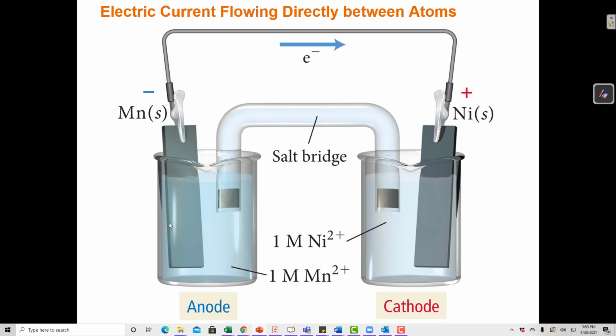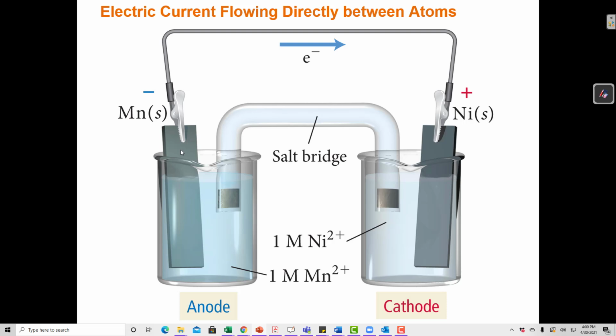So, electric current flowing directly between atoms. In a redox reaction, remember that the compound that's being reduced is gaining electrons, and the compound that's being oxidized is losing electrons. So electrons are being transferred from one compound to another, from one atom to another. When the electric current is flowing directly between those atoms, we could hook up two conductive materials.